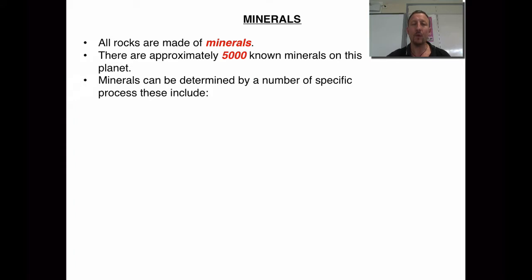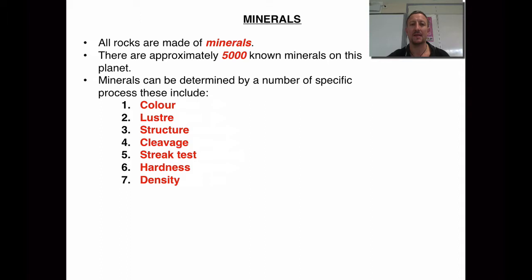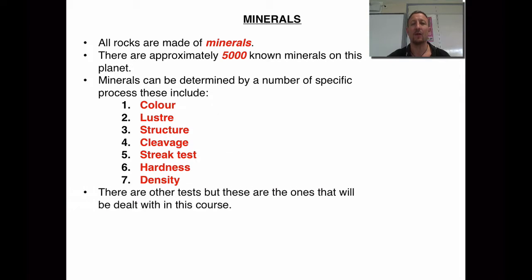Now, we can identify these minerals using 7 main tests. Well, we're going to look at 7 main tests here, although you'll find that there are other tests that geologists use to identify minerals. But the 7 ones that we're going to look at here are the colour, the luster, the structure, the cleavage, the streak test, hardness and density of the minerals. Now we will identify each of these as we go through the next couple of slides, but do be aware that there are others that geologists will use.